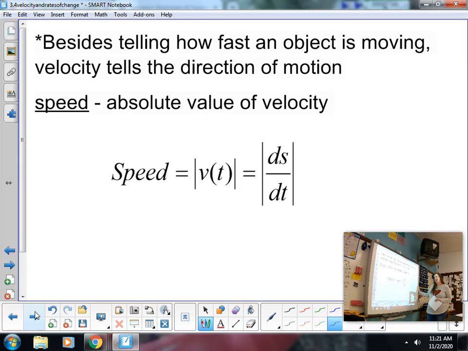Velocity is going to tell us direction. So if you take your derivative and your velocity is, say, negative, that means your object is moving in the negative direction. If it's positive, it's going to be moving in the positive direction. But there are times when it doesn't matter what direction we're going. It just matters what the value is. And that's where speed comes in. Speed is going to be the absolute value of velocity. So you're just going to take whatever you have and turn your sign positive. So if your velocity was negative 100, the speed would be 100. You just have to make that positive. Doesn't matter what the original sign was.